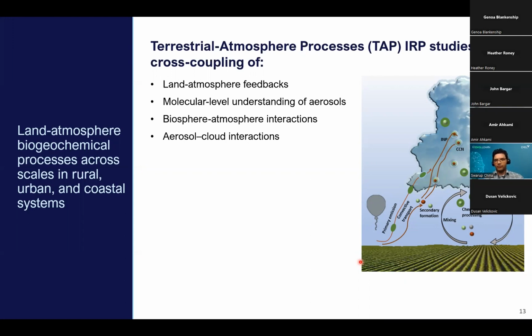And while they process in the boundary layer and eventually get to the cloud, they can form cloud condensation nuclei or can form ice nucleating particles to create a cold cloud in the atmosphere.